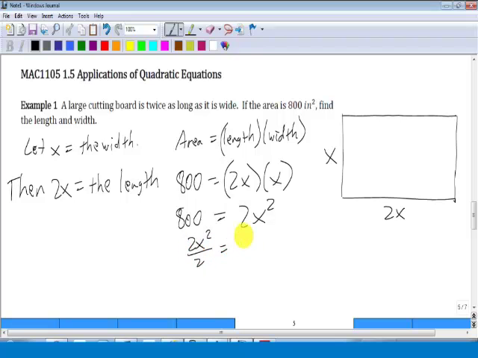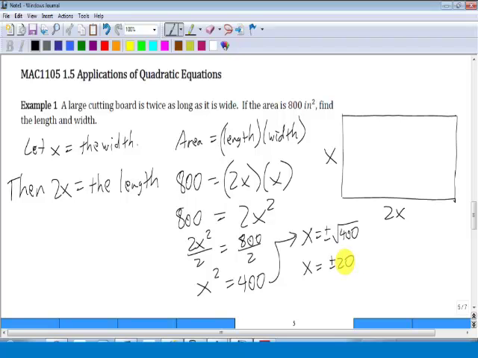I'm going to interchange the two sides while I'm at it, and divide both sides by 2. X squared equals 400. Now, you could subtract 400 from both sides and factor as the difference of two squares, because 400 is a perfect square. But I would say no need to go to that trouble. X equals plus or minus the square root of 400. Square root property of equations there. Since 400 is a perfect square, X equals plus or minus 20.